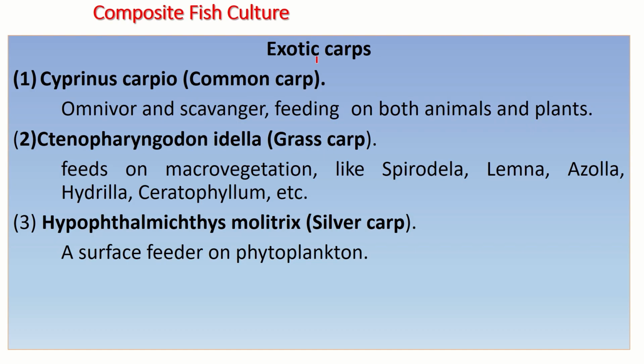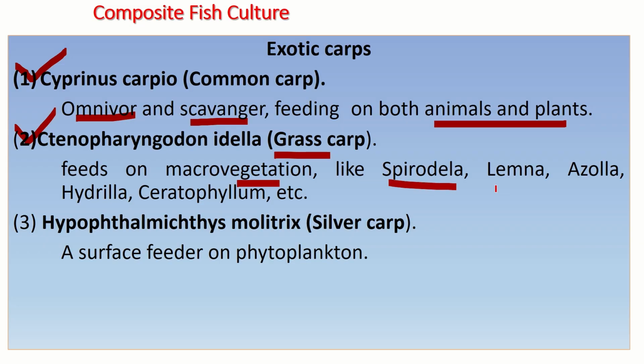Exotic carps like Cyprinus carpio, which is called common carp, which is omnivorous and a scavenger, feeding on both animals and plants. Ctenopharyngodon idella, which is a grass carp, feeds on macrovegetation like Spirodela, Lemna, Azolla, Hydrilla, Ceratophyllum, etc. Hypophthalmichthys molitrix, which is called silver carp, which is a surface feeder, feeds on phytoplankton.